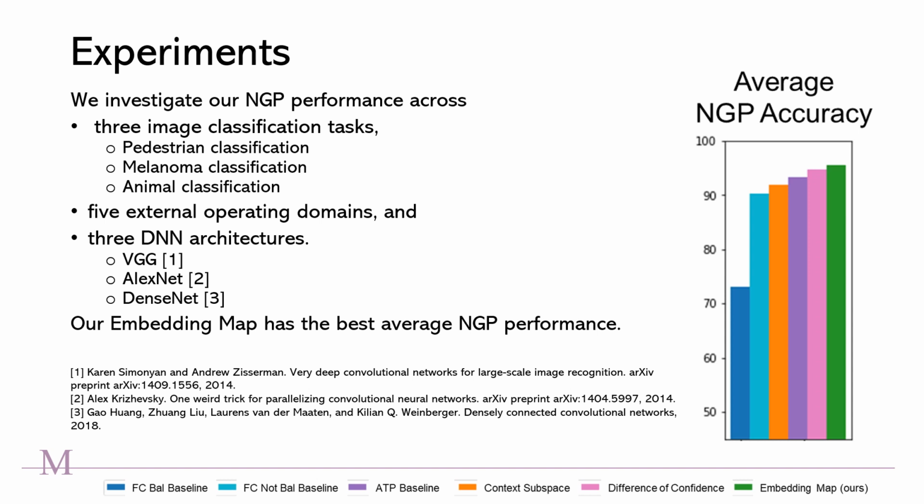In our experiments, we investigate NGP performance across 3 image classification tasks: pedestrian classification, melanoma classification, and animal classification. We consider 5 external operating domains and 3 DNN architectures. Overall, our embedding map has the best average NGP performance. If you're interested, please refer to our paper for additional results and visualizations.